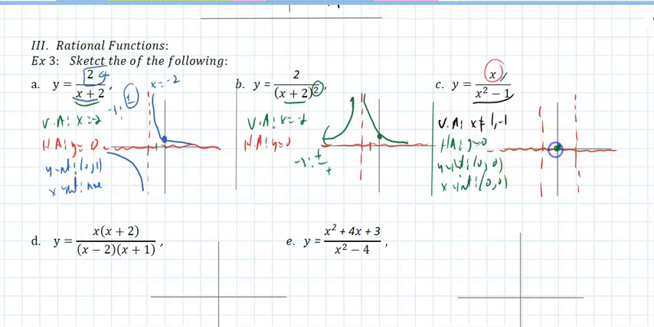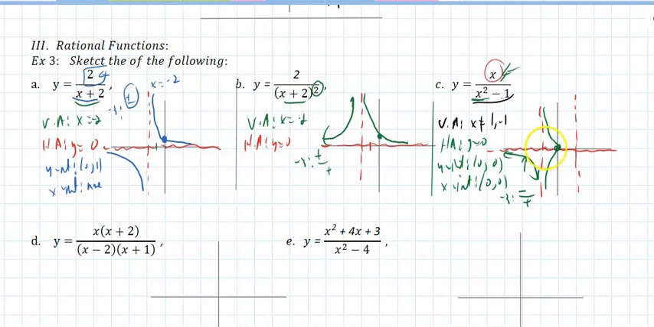I pick a point to the left of -1, say -3. The top is negative. -3 squared is 9, -1 is positive. Negative over a positive is a negative. That means the graph is below the x-axis. Now here I have either this option or this option.